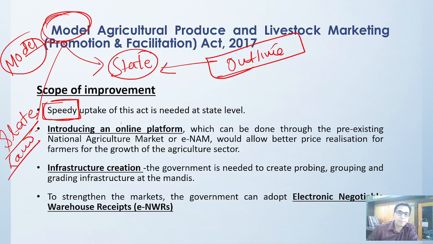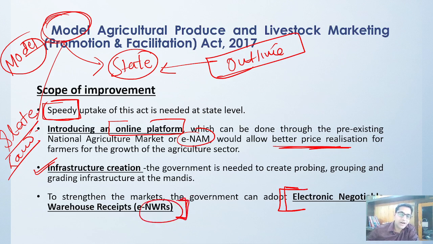Proper use of online platforms like eNAM has to be done, so that better price realization should happen. Infrastructure creation should be on a larger scale. Proper grouping and proper infrastructure of the mandi, whether cold storages, transportation network, whatever it is, has to be created. A special focus has to be put on the creation of the electronic negotiable warehouse receipt.